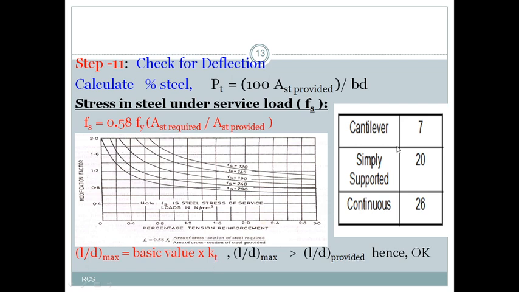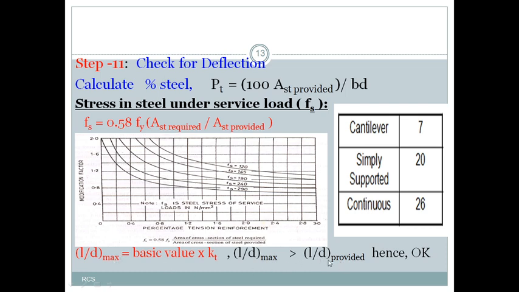The basic values are provided like this. If you are designing a simply supported beam, then the basic value will be 20. If you are designing a cantilever beam, it will be 7. If you are designing a continuous slab, then it will be 26. And Kt, that is the modification factor, will be obtained from this graph. If you multiply that, we will get L by D maximum. This L by D maximum must be greater than L by D provided.